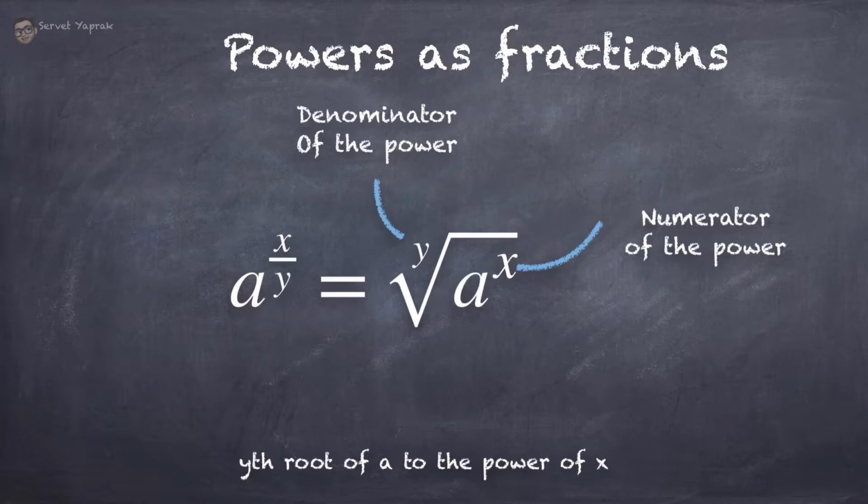Powers as fractions, or fractional powers. So there is a basic conversion of fractional powers to the root symbol. So assume that we have the expression a to the power of x over y. As you can see, our power is not an integer, it is a fraction. So this fractional power can be written with the root symbol like this. The degree of the root will be the denominator of the power, so y goes here, and inside of the root we have a to the power of x, and x is the numerator of the power, and we read this as y-th root of a to the power of x.